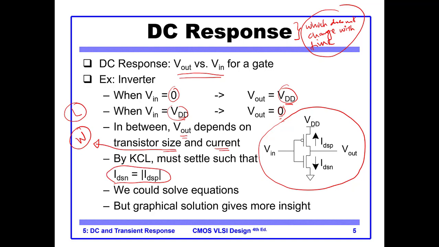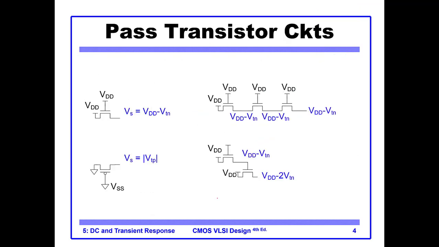So in this circuit we always have IDSN equal to IDSP. IDSN is the current flowing through the NMOS, IDSP is the current flowing through the PMOS, and you see the absolute value because the current is carried by holes and it has a negative sign. So we are talking about the absolute current. One solution is to write equations, but we can do it graphically.